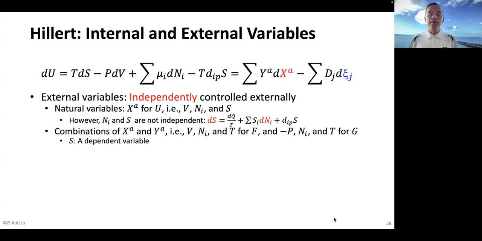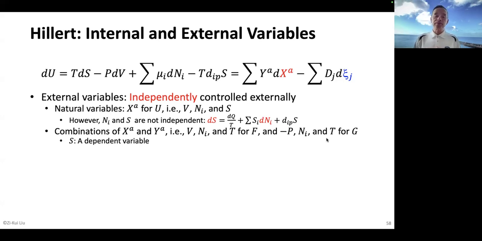dS equal to dq over T plus the summation of S_i dN_i and plus d_iS. As we just showed in the previous slide, we can switch natural variables. When we do that, the natural variables become a combination of X_A, molar quantities, and potentials. For example, for the Helmholtz energy, we'd have V, N, and T as external variables that we control from outside. And for the Gibbs energy, we're going to have minus pressure, N_i, and T as natural variables.